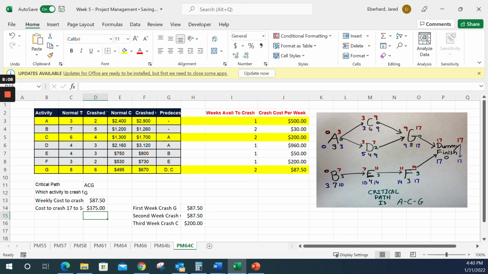I'm going to see if I can find a better one because what I really wanted was one that crashed multiple weeks down into multiple paths. You can see here, if we would have crashed activity C first by 2 weeks, then A, C, and G would have become the same as A, D, and G. But perhaps I'm just rambling at that point. Let's see how this video looks and if it helps.